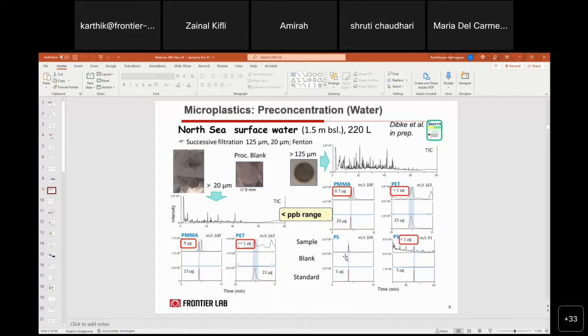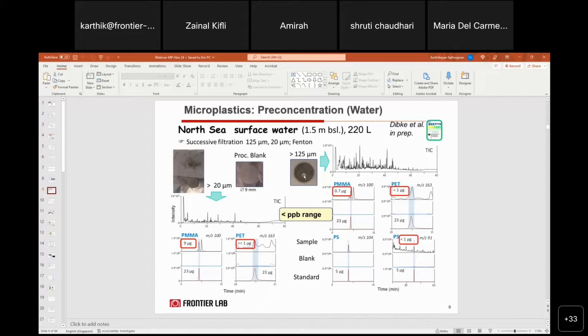Okay, so as I said, for seawater analysis you really need to do a large volume sample collection, and this is something you cannot do through a vacuum filtration. So you have to use this plankton collection net or something equivalent. And after concentrating the microplastics, you can again collect them on a small filter paper, and this filter paper can be directly analyzed by pyrolysis GCMS.